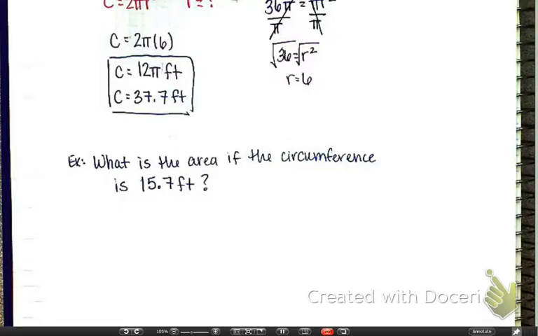Okay, so talk through it. If you need to talk through it with your group, do so. But what are you looking for? What do you need to find? Area. But what do you have? Circumference. Okay, so work through it with your group. See how far you can get.